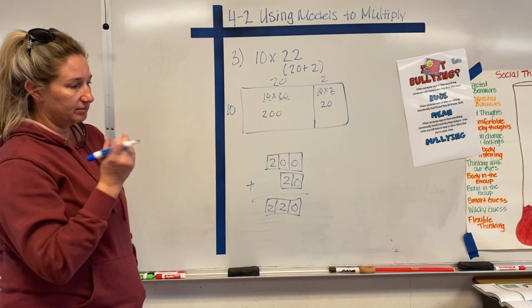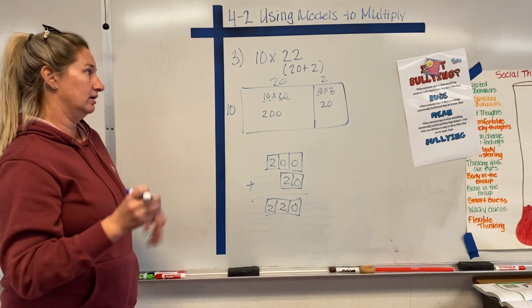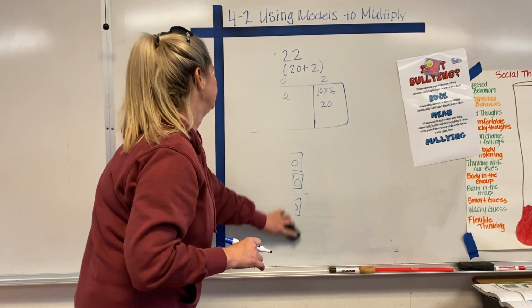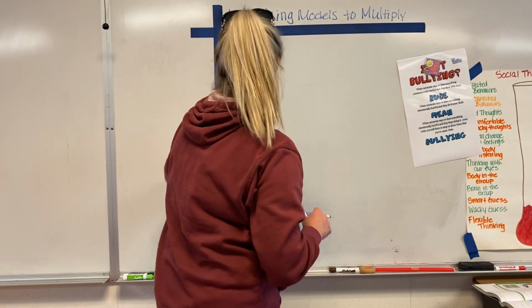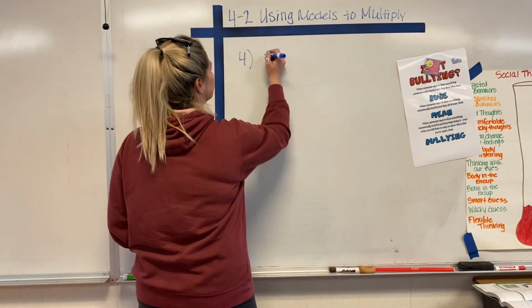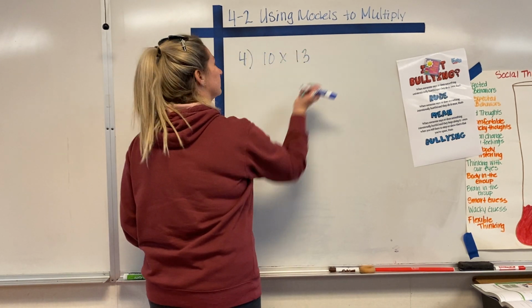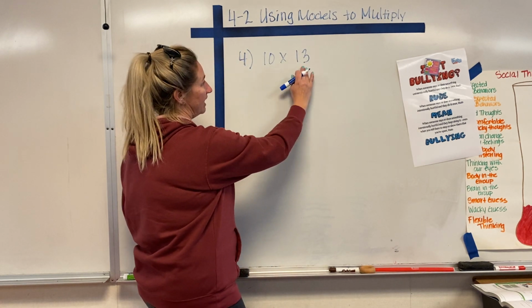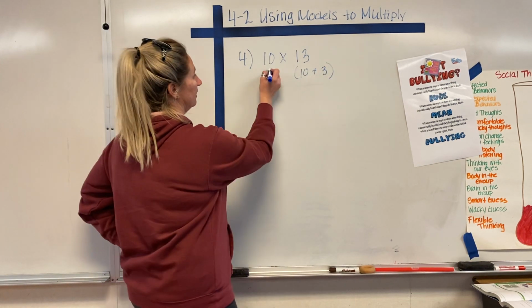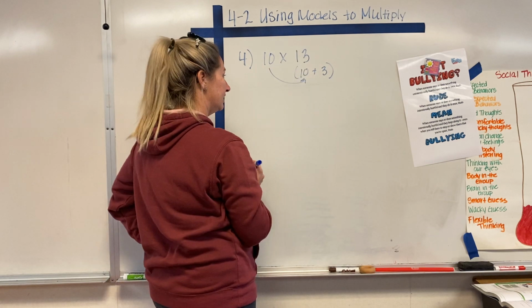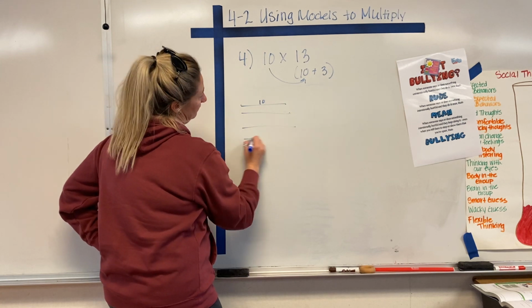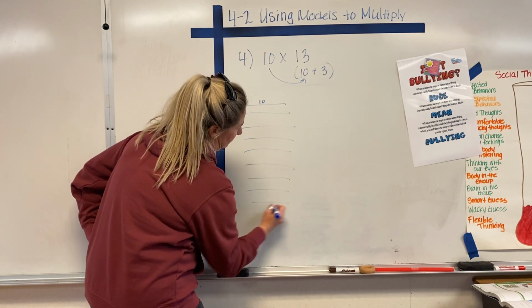And then we're going to look at number 4, where they're using the place value blocks. Okay, so the problem is 10 times 13. And they split up, here's your multiple of 10, they're splitting up 13 into 10 plus 3. Okay, and then they're going to have 10 times 10, so that's 10 tens. Let's pretend this is a 10. So 1, 2, 3, 4, 5, 6, 7, 8, 9, 10.